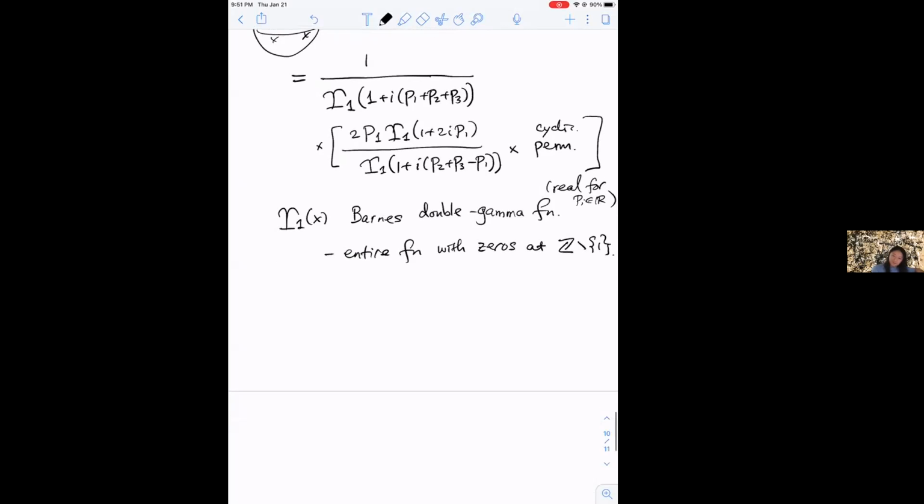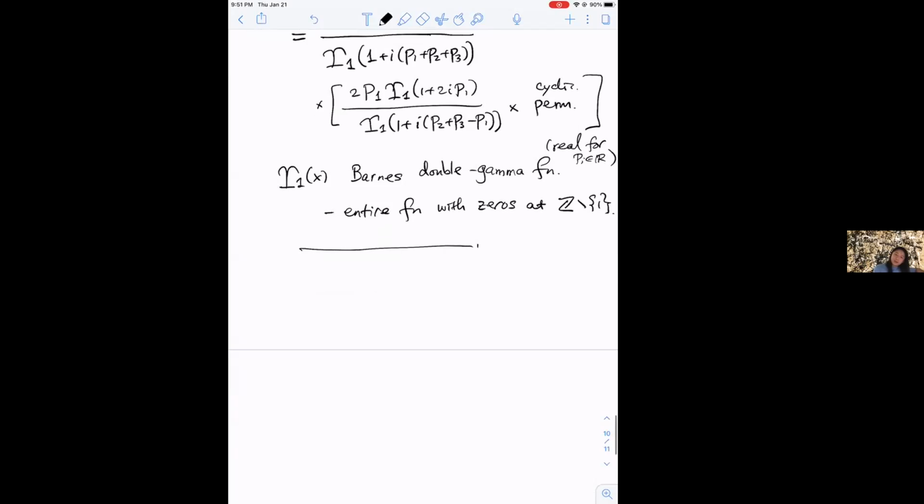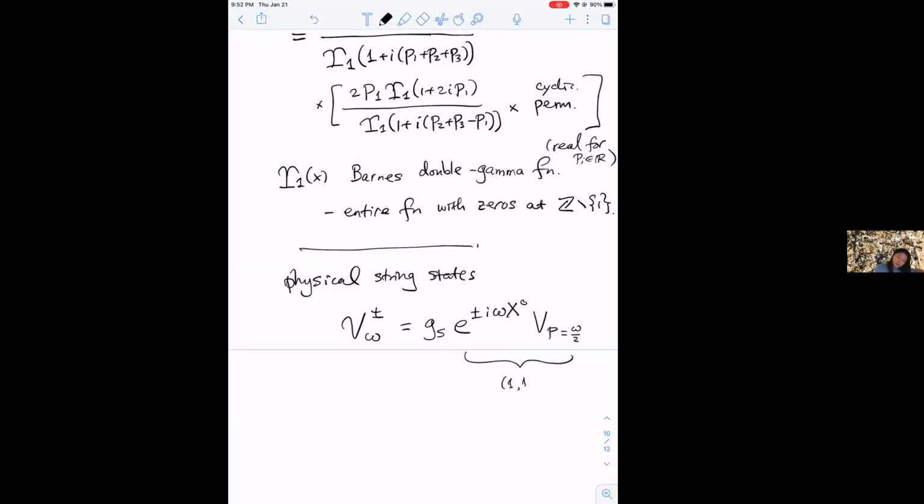Now back to string theory. The physical string states, these asymptotic single-string states, are described by vertex operators labeled by their energy omega, with either in or out, labeled by plus or minus as a superscript. They look like some string coupling or normalization times e to the plus or minus i omega x naught times V_p. For this to be on shell, I need to take p to be omega over 2 so that this whole thing has weight (1,1). Recall that I'm working in the alpha prime equal to 1 convention, so you can check that this has weight 1.